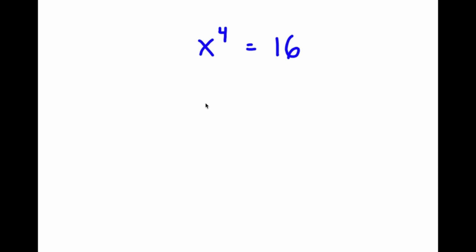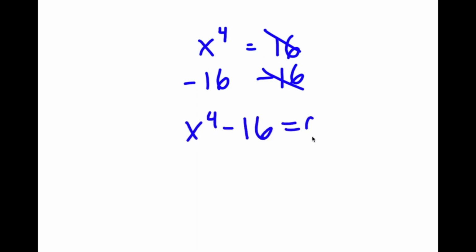Alright, so in this problem, I have x to the power of 4 is equal to 16. So I'm going to first start by subtracting 16 on both sides. So then these two cancel out, and I'm left with x to the power of 4 minus 16 is equal to 0.